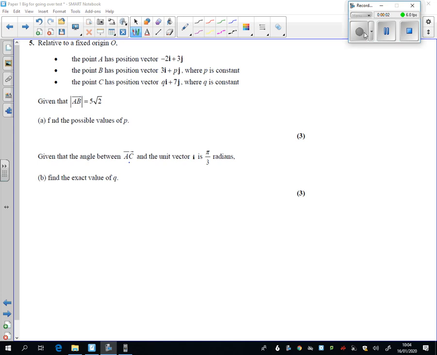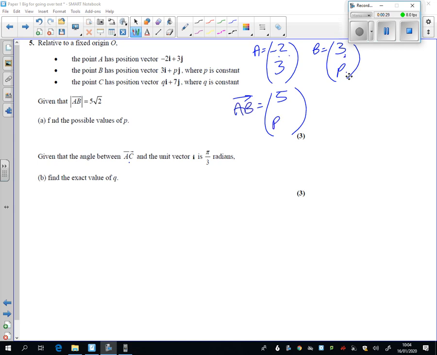Question 5, we've got quite a straightforward little vectors question here, and I'm immediately going to work in columns because I just find them easier. I'm going from A to B, and so the vector from A to B is, well, from -2 to 3, that's going up 5. And, well, how do you work that out? Of course, that's 3 minus -2. It's that way round.